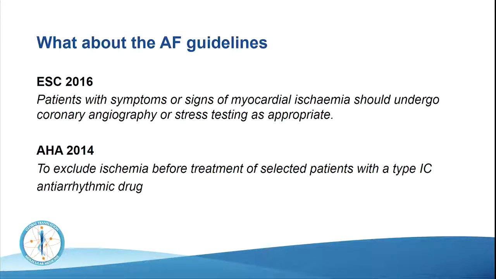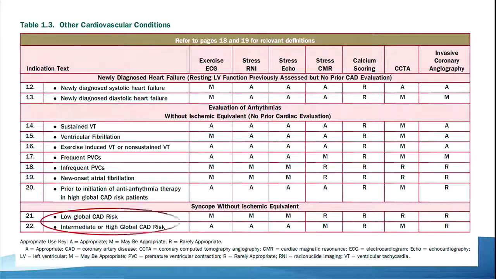The guidelines are a little bit more useful in atrial fibrillation, with the European guidelines stating that patients with symptoms or signs of ischemia should undergo coronary angiography or stress testing as appropriate. And the American guidelines also specify that testing is useful to exclude ischemia before treating patients essentially with flecainide, which is not an uncommon indication. Syncope is an interesting group of patients.